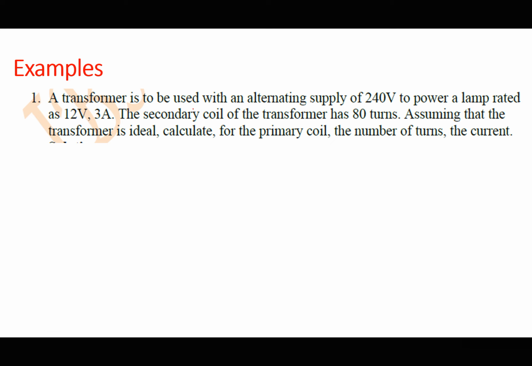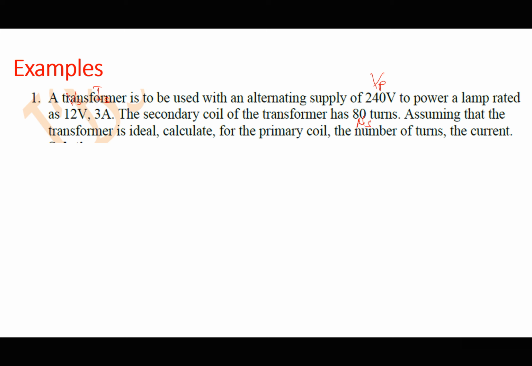So a transformer is to be used with an alternating supply. So this is going to be V in the primary, to power a lamp rated at 12 volts. So this is going to be the output, so this is V in the secondary. 3 amperes is going to be the current in the secondary. The secondary coil of the transformer has 80 turns, so this is going to be the number of turns on the secondary.